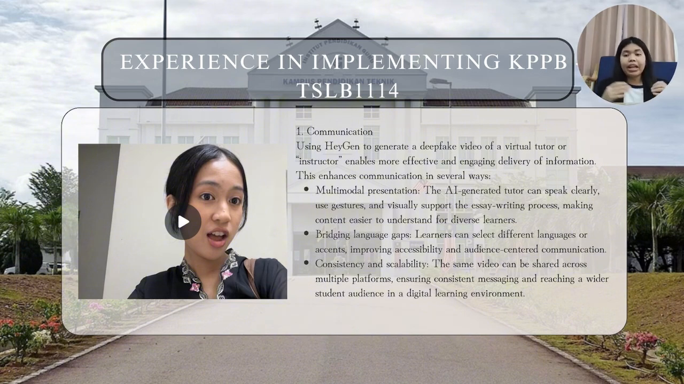It may help bridge language gaps, as learners can select different languages or accents, which improves accessibility and audience-centered communication. Through ChatGPT, we may be able to prompt a script in Malay or in English or any language of our preference, and we may insert these scripts into Heygen AI for the AI to narrate and animate the photo. We can use a lot of different languages and different accents so that students may be able to understand these languages clearly and easily, such as we Malaysians may use British English.